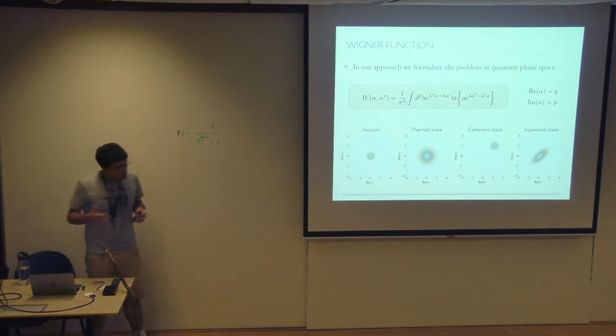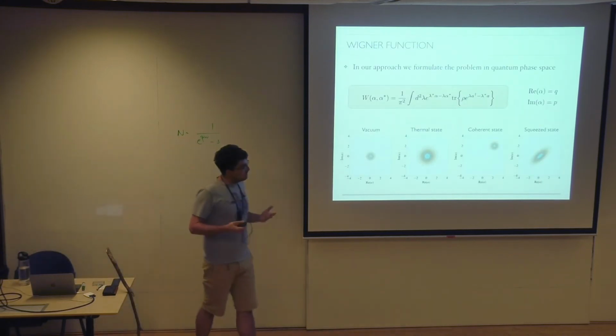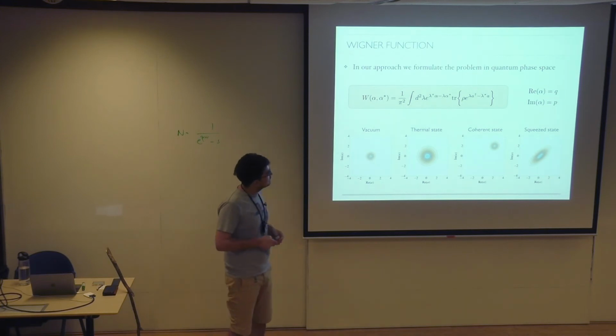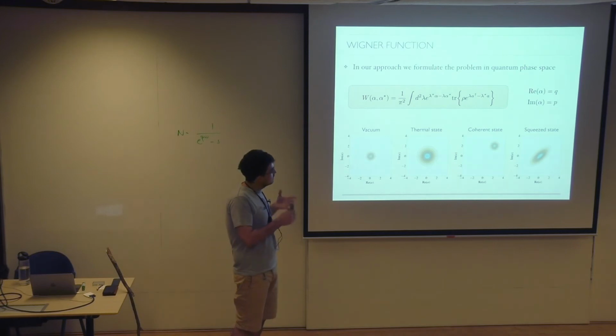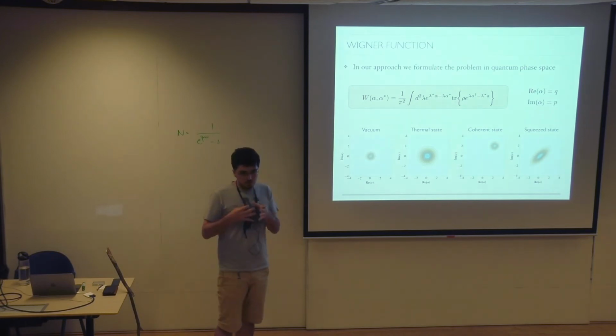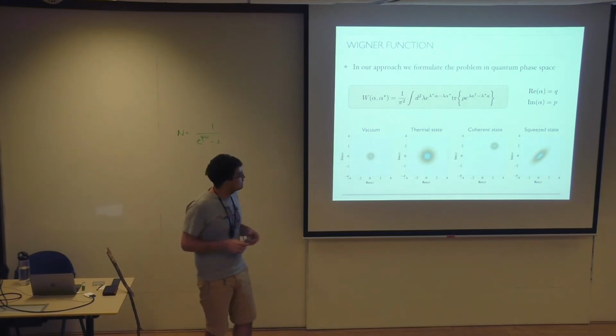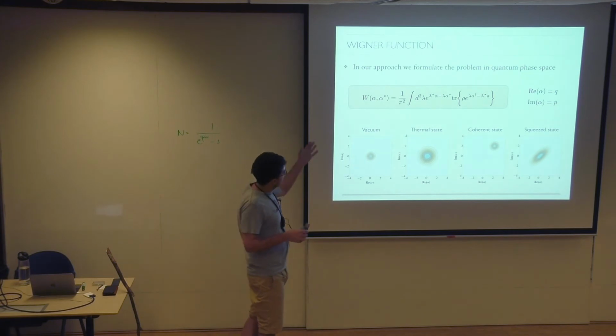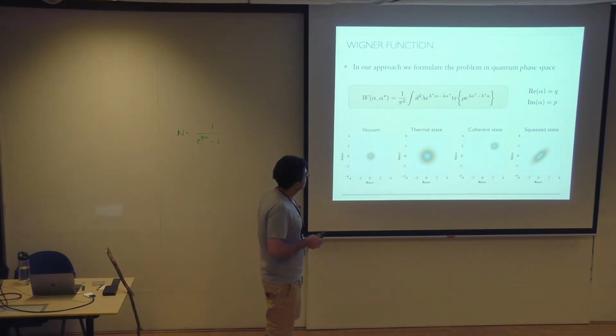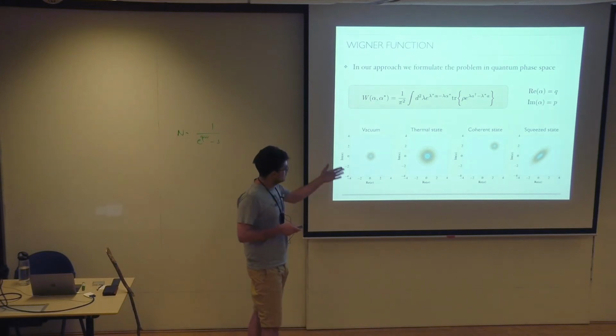So in our approach, what we do is essentially we work in phase space. So we introduce the Wigner function. And for simplicity, I'm going to talk here mostly about just one bosonic mode, but the extension to multiple modes is quite straightforward. So we define the Wigner function as a function of these coherent state variables, alpha and alpha star.